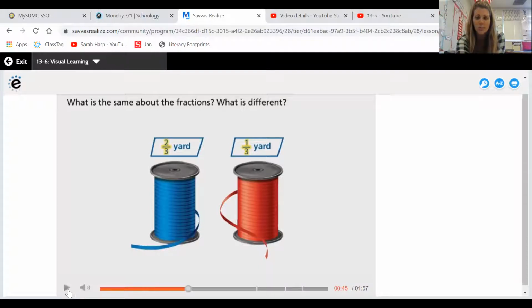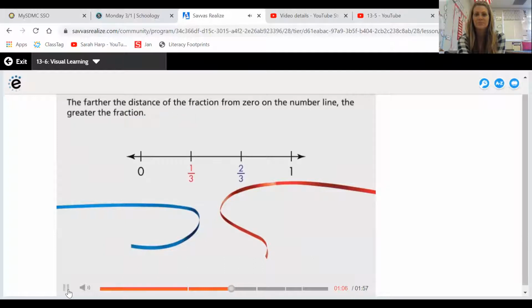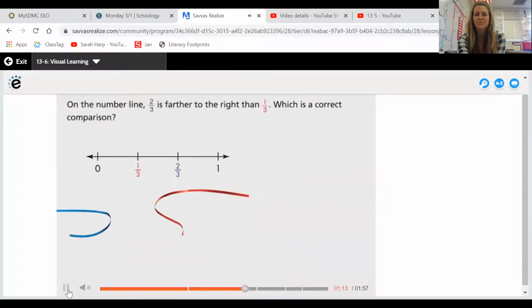Show them how smart we are. The denominators are the same. The numerators are different. The fractions both refer to 1 yard of ribbon. This is the whole. You can use the number line to compare 1/3 and 2/3. The farther the distance of the fraction from 0 on the number line, the greater the fraction. On the number line, 2/3 is farther to the right than 1/3. Which is a correct comparison?